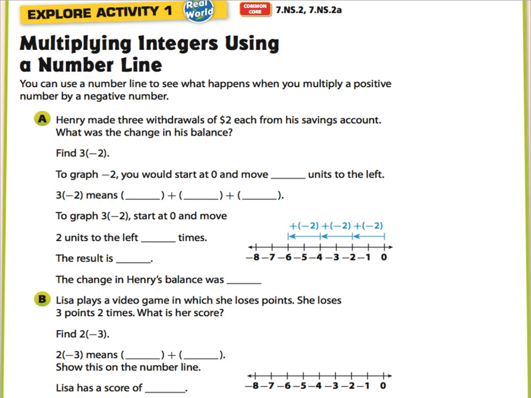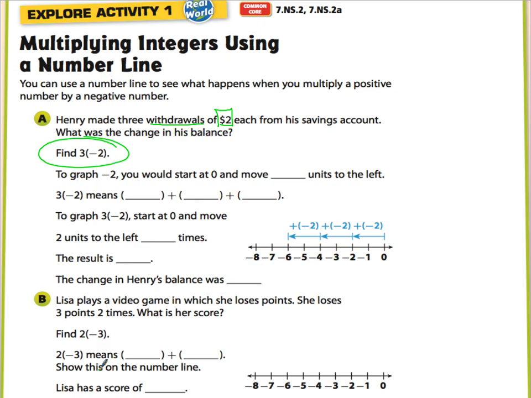All right, so to start off, we're going to work on multiplying integers using a number line. When we use a number line, it's a little bit different than when we use a number line for adding and subtracting. So we're going to work with Henry, who made 3 withdrawals of $2 each from his savings account. And we want to know what was the change in balance. So in this case, I know that multiplication-wise, this would be 3 times a negative 2 because it's withdrawals of $2.